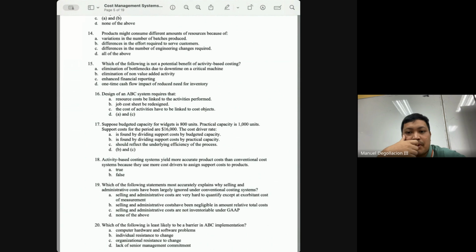Letter A, class, is a potential benefit because if you use activity-based costing, you will be able to identify this one. Unlike if you only have one cost pool, you will not be able to determine the stages or the parts of your production process wherein you are incurring a lot of unnecessary costs. Letter B, you also tend to eliminate non-value added activity. Letter D, the answer here is letter C, enhanced financial reporting. Letter D can also be a potential benefit for activity-based costing.